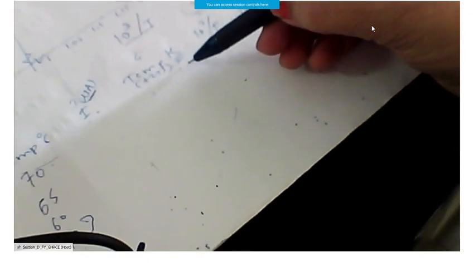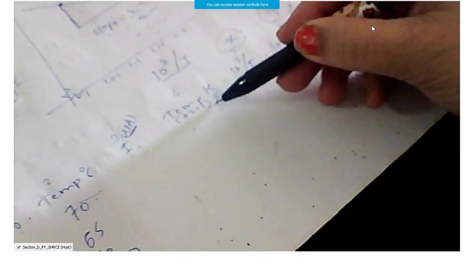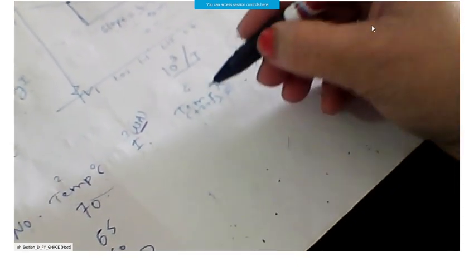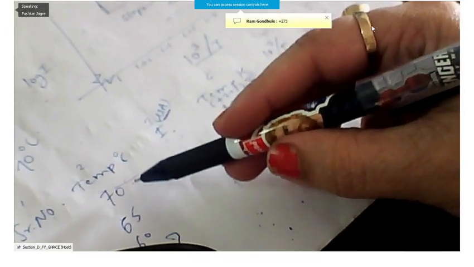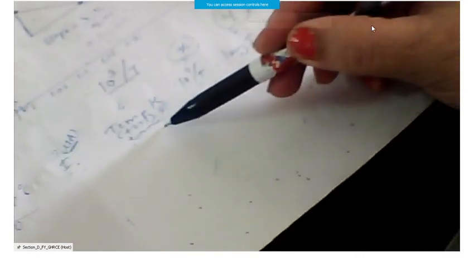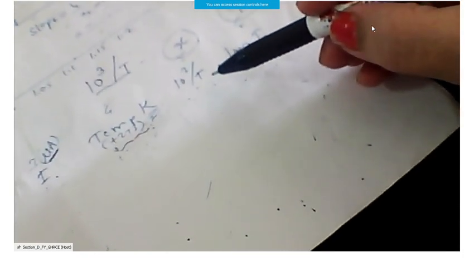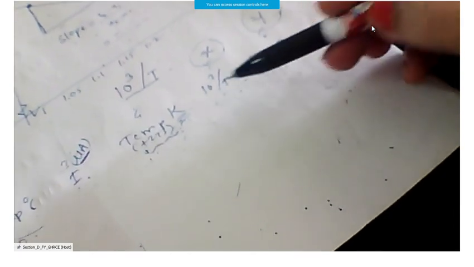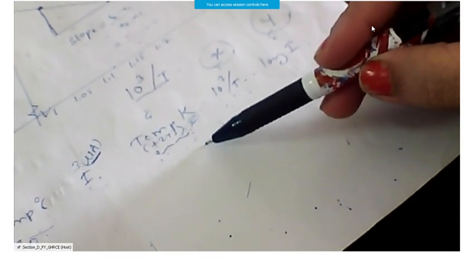Okay, now what you will do is, you will convert the temperature of degree Celsius into degree Kelvin. How will you convert the temperature of degree Celsius to degree Kelvin? What is the method? Anyone? Addition of 273 Kelvin. Yes, we will add 273 to the values of degree Celsius. Okay, 273 will be added to value of degree Celsius, so it will become degree Kelvin. Okay, then you are supposed to do 10 to the power 3 by T. Okay, 10 to the power 3 means 1000. You are supposed to divide it by the value of temperature, which is in Kelvin.